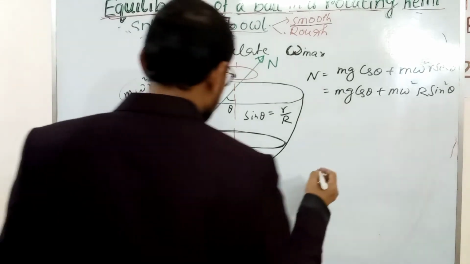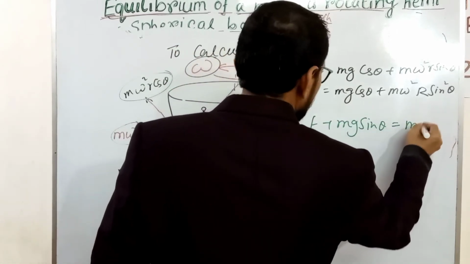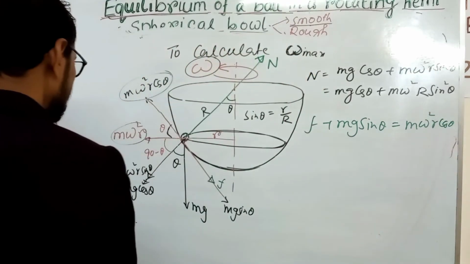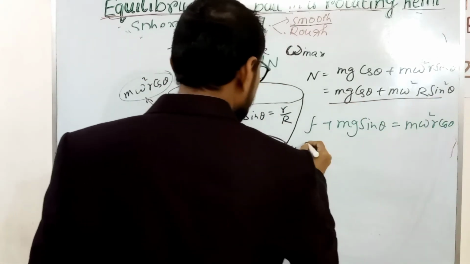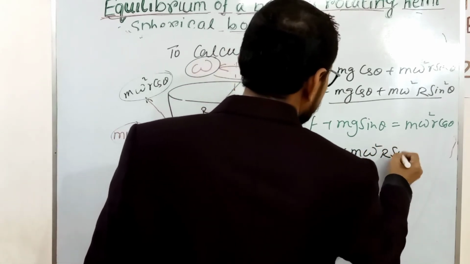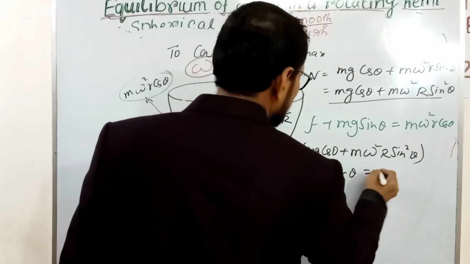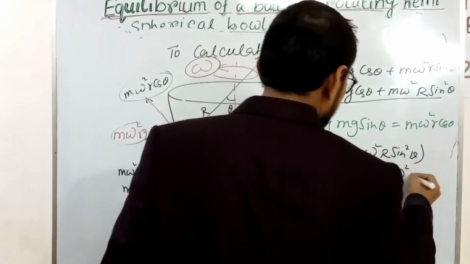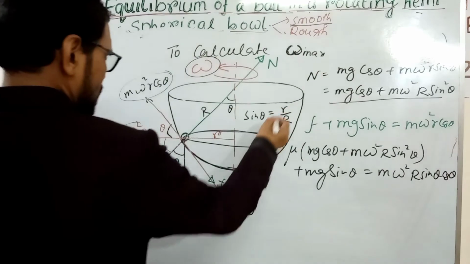So here the equation is F plus mg sin theta equals m omega square r cos theta. Friction equals mu into N, and the normal reaction equals this, so mu times mg cos theta plus m omega square r sin square theta, plus mg sin theta, equals m omega square r cos theta. What is small r? Small r equals R sin theta. We put here R sin theta cos theta.